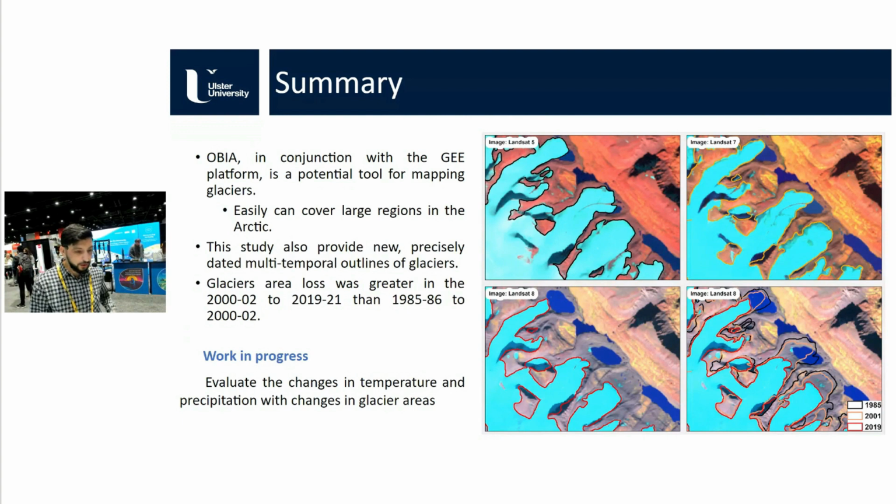So that was a summary of our work: using Google Earth Engine for glacier mapping is a potential tool that can easily cover larger areas such as the Arctic, and we are also providing more than 1,700 multi-temporal outlines for glaciers in these three areas. We also found that the area loss was greater in the second time period of the study than the first.